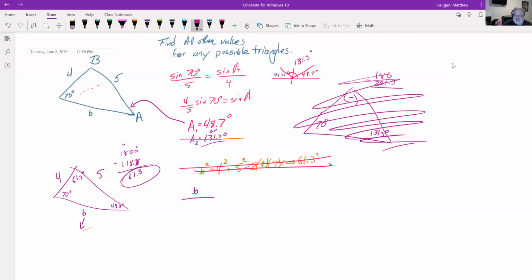where the law of sines is probably faster. And because we're finding a side length, we have no worries about ambiguity. I'm going to use the 5 and the 70 just so we use as much of that given information as possible. But we can then find that side length B pretty quickly using law of sines.